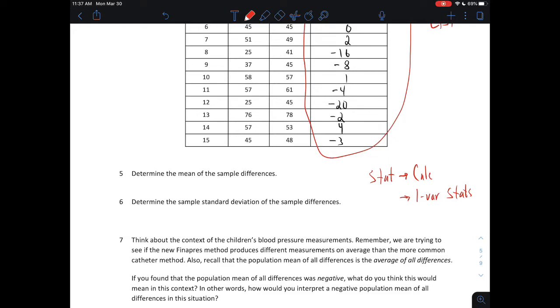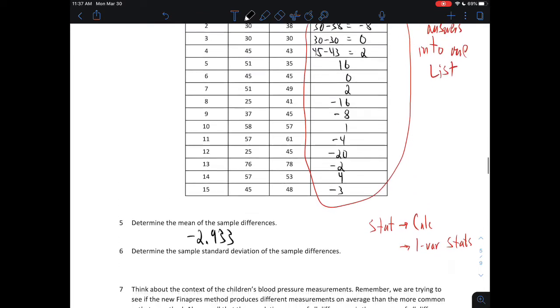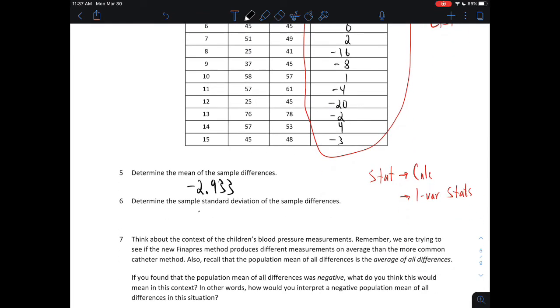And what you should get for the mean would be negative 2.933. And then for the sample standard deviation of all of those differences, you should get 8.573. So you can see that throughout this whole module, we've been using one variable stats. So we definitely want to become very familiar with that.